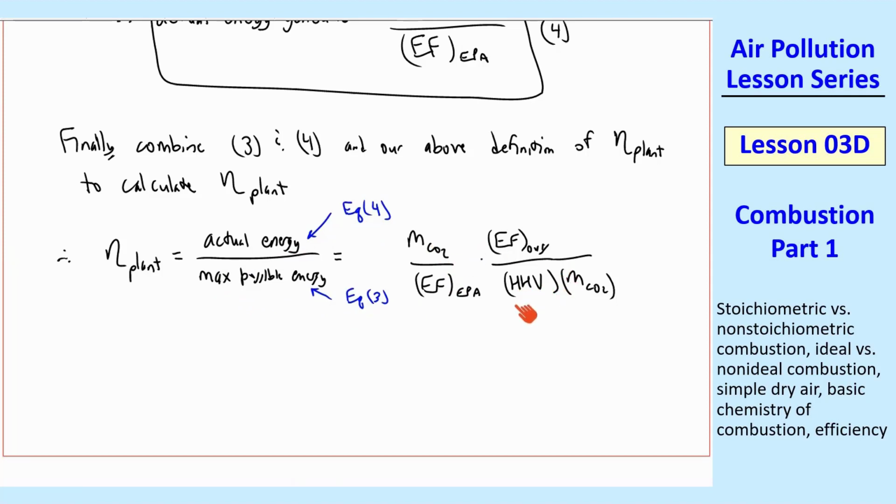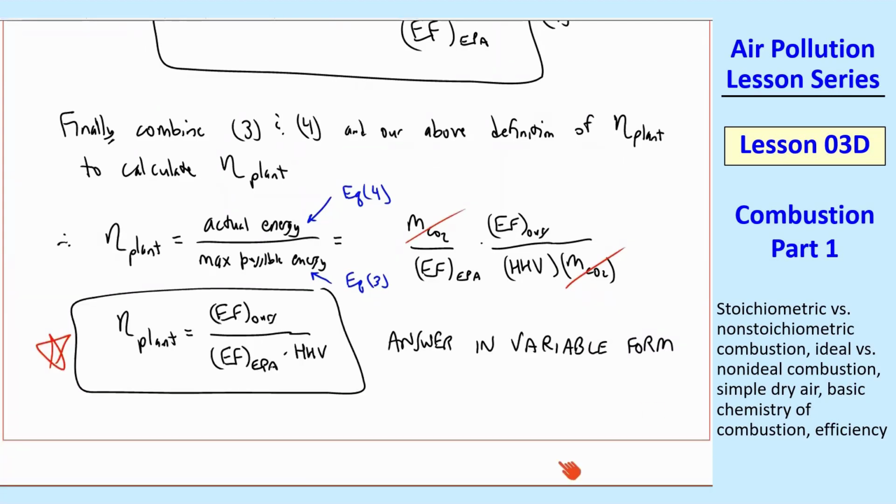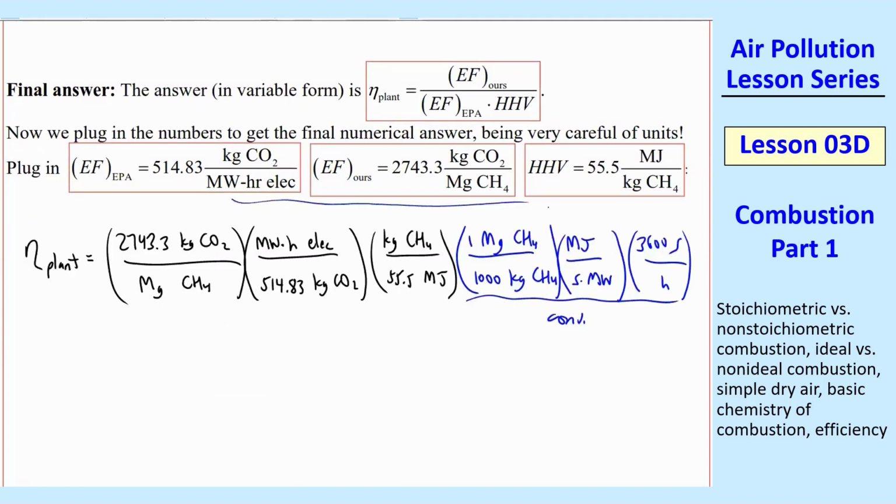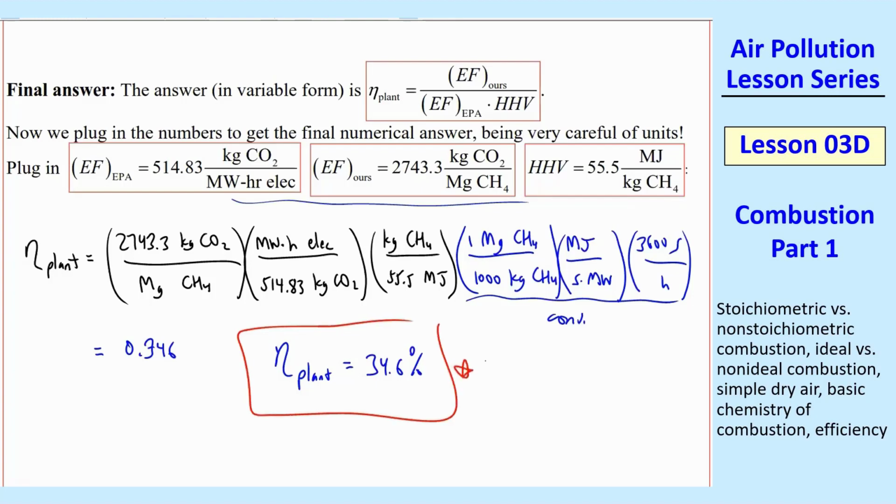I plug those two equations in, and you notice that M CO2 is on the top and the bottom, so those cancel out. So after all this work, we get our final answer in variable form, which is given here. The rest is just unit conversions and plugging in the numbers. So I typed that out for you, plugged in all the values from these three equations, and when you put everything together, you get 0.346, or eta plant finally is equal to 34.6%. So that was a lot of work, but it's interesting that we can do this kind of analysis just based on some simple chemistry and end up with 34.6.